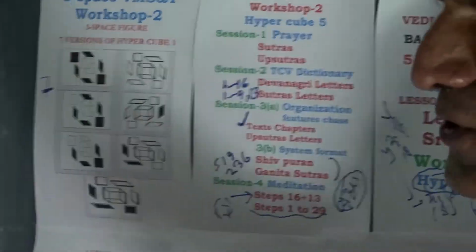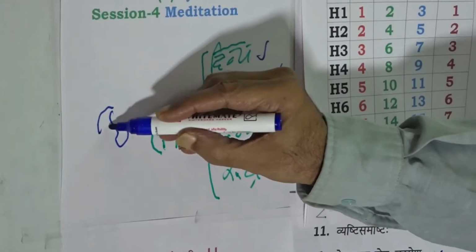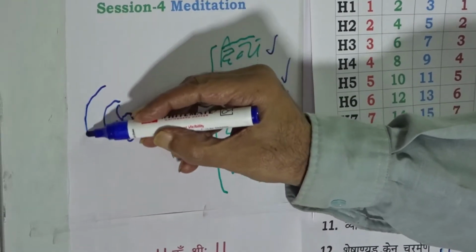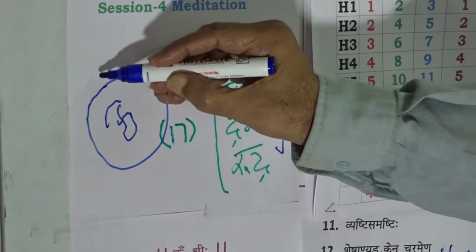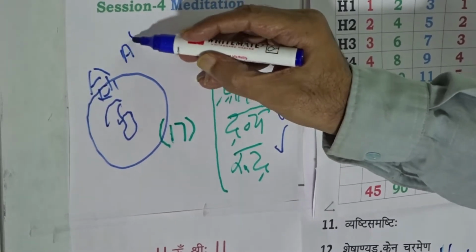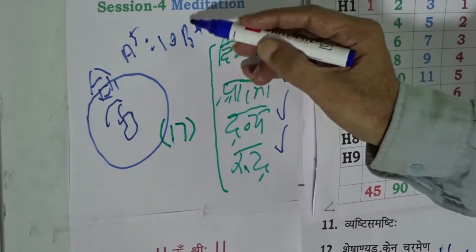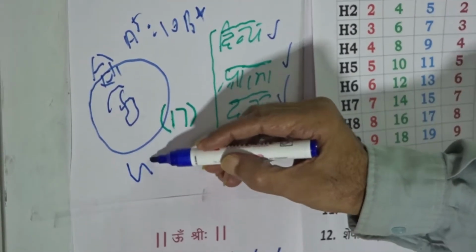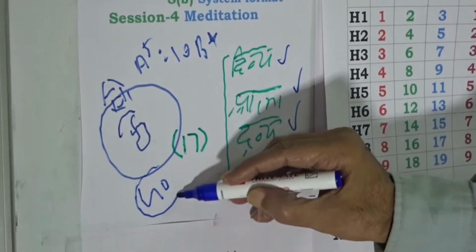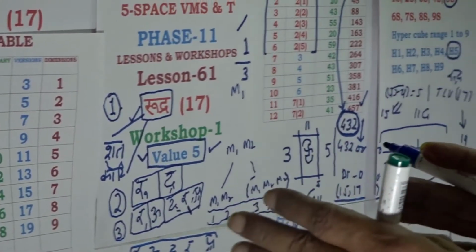It would be blissful to take note that hypercube 5, which is the focus of today's lesson, is having a domain boundary ratio of a raised to power 5 is to 10, b raised to power 4, and it gives us 40 coordinates. So we require 40 coordinates for fixation of the creative boundary of hypercube 5.